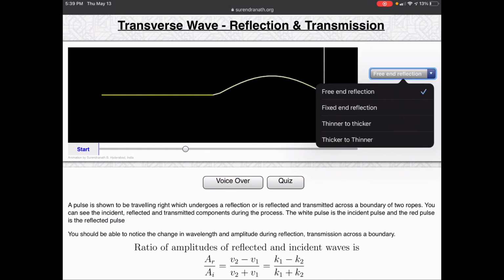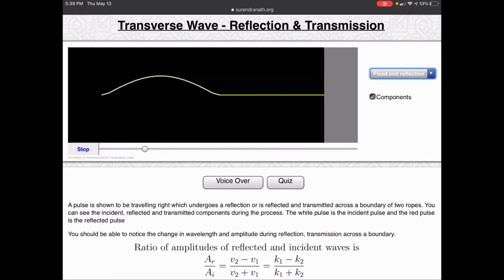Let's take a look at fixed end reflection. It's reflecting off a wall, a barrier that cannot move. Notice the wave pulse comes in above but reflects below. You're reflecting off a fixed boundary, and you're reflecting out of phase instead of in phase.